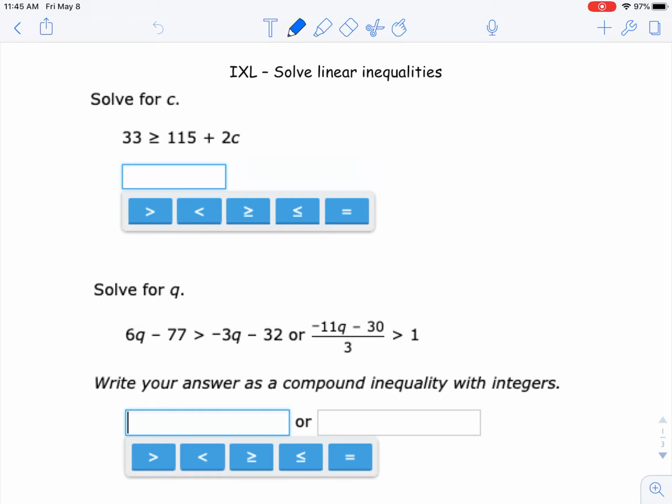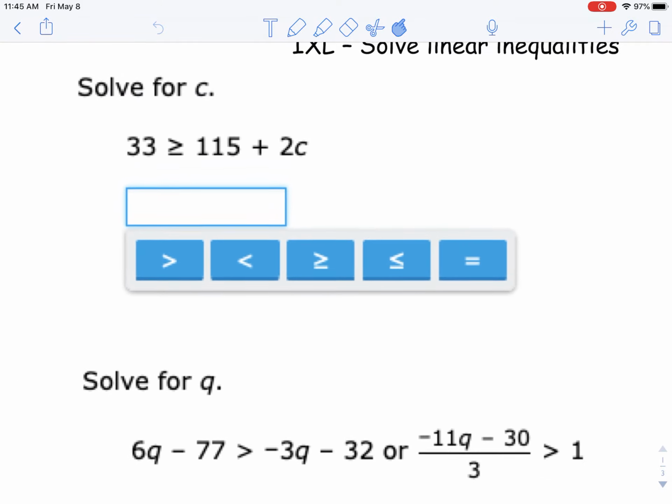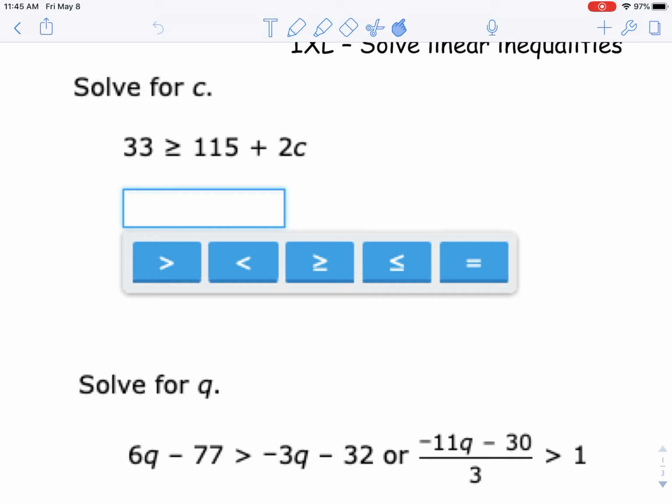Okay, this is the IXL solve linear inequalities. So we'll have a greater than or equal to, a greater than, a less than, or a less than or equal to, or we could have what's called a compound inequality. My recommendation is always to have the variable on the left-hand side, but you can see in IXL, it gives you the options of keeping the symbols however they are.